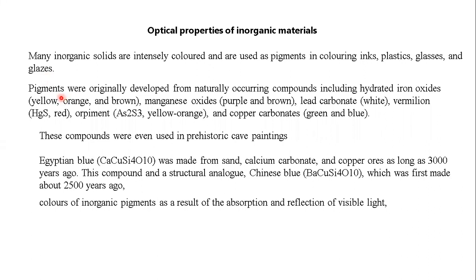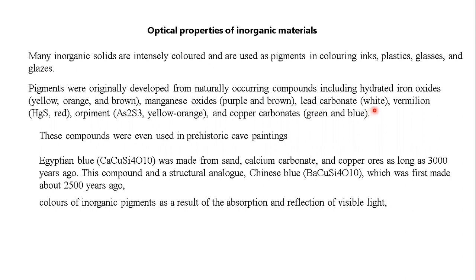Okay, so in the long past, historically, these pigments were originally developed from naturally occurring compounds, because before, we didn't have sophisticated laboratories to produce colored compounds of our desire. So only naturally occurring compounds were used, like iron oxides, which can have a range of yellow, orange, or brown color. And manganese oxides, which give purple and brown color. Then lead carbonate, which is white in color.